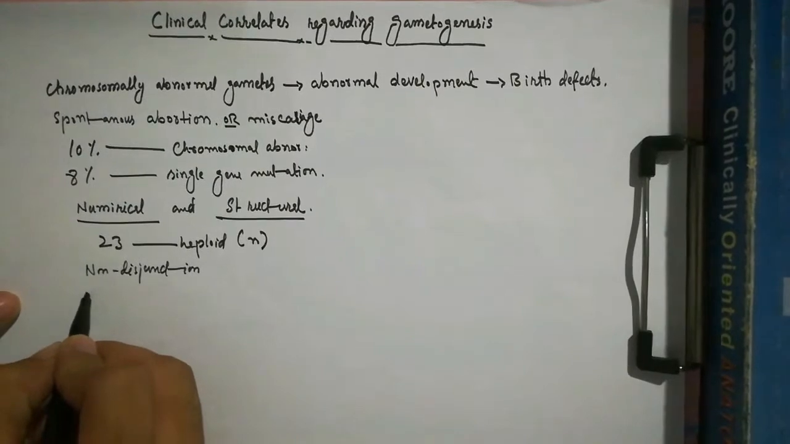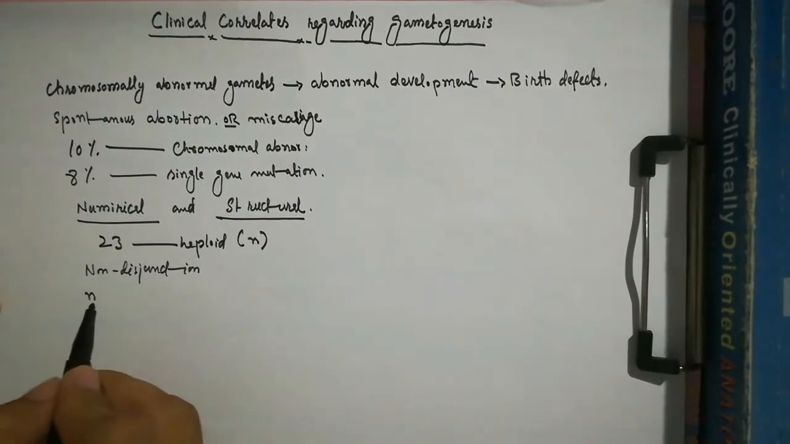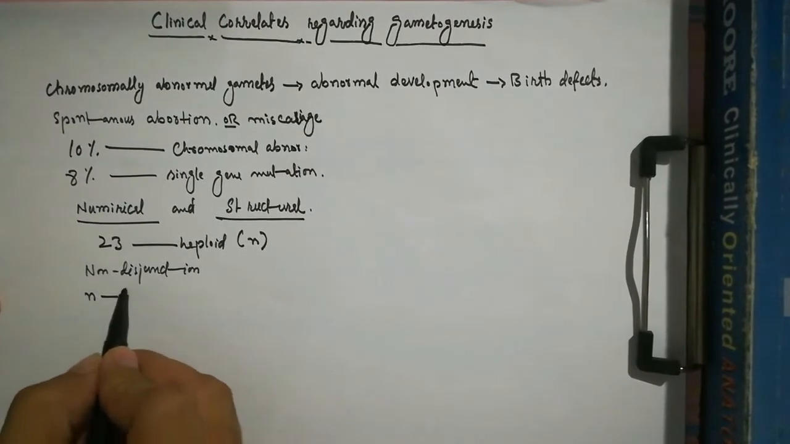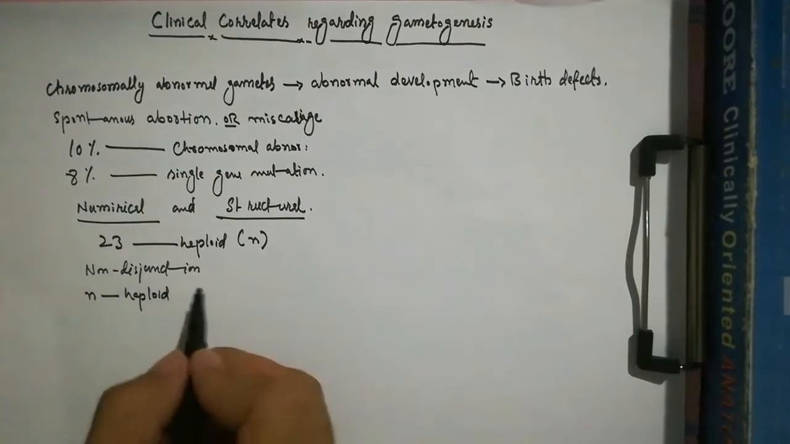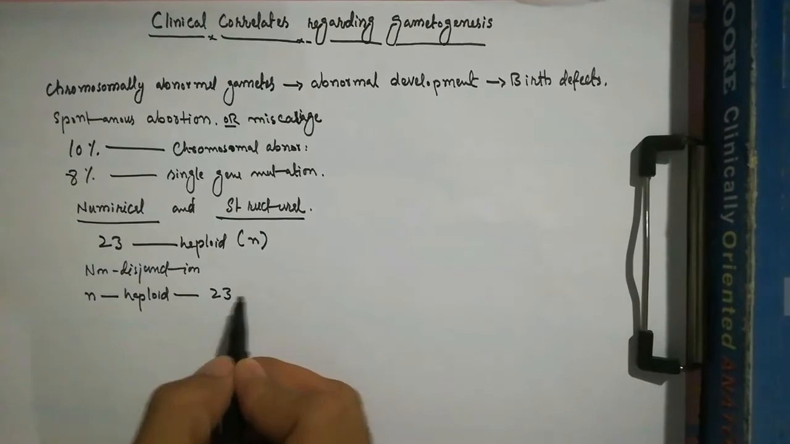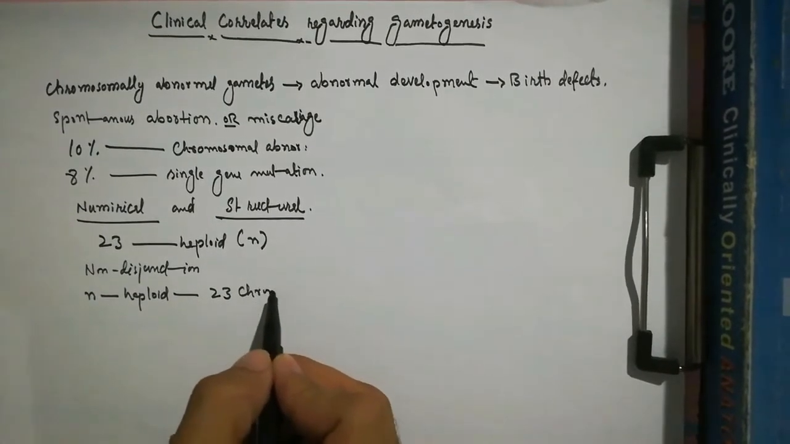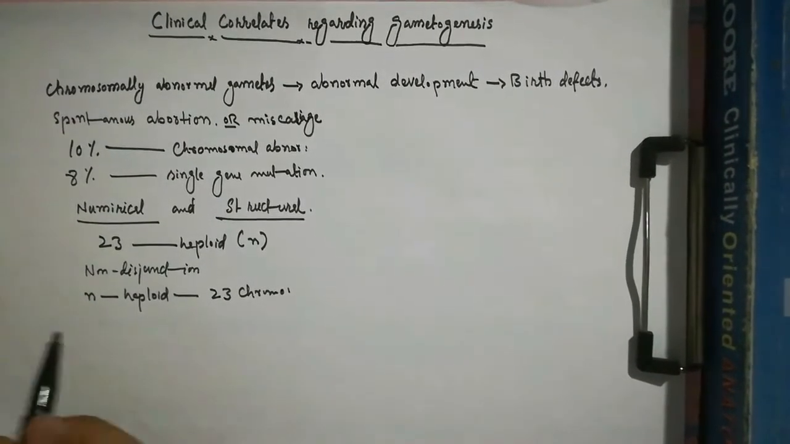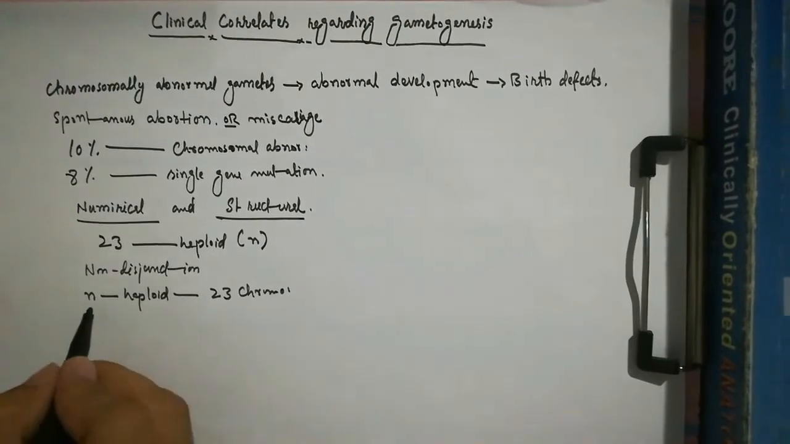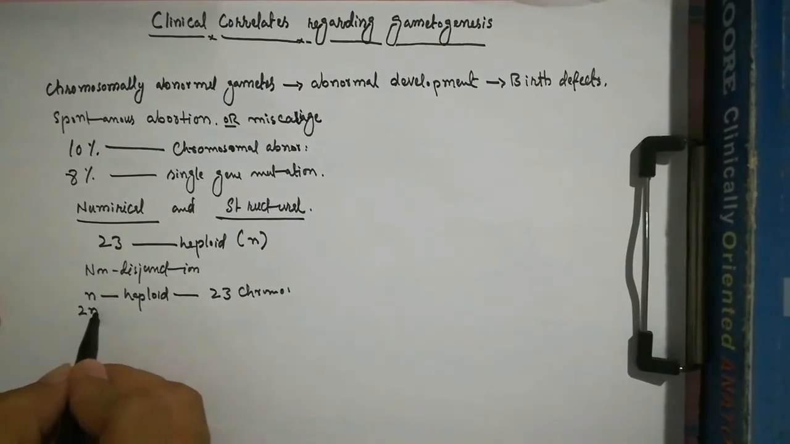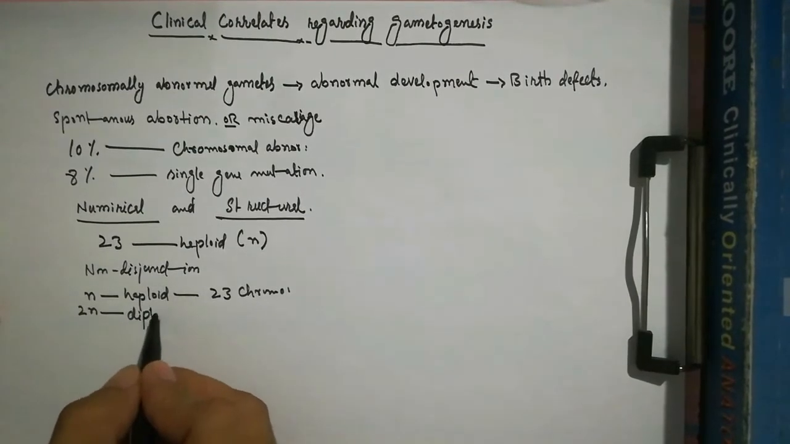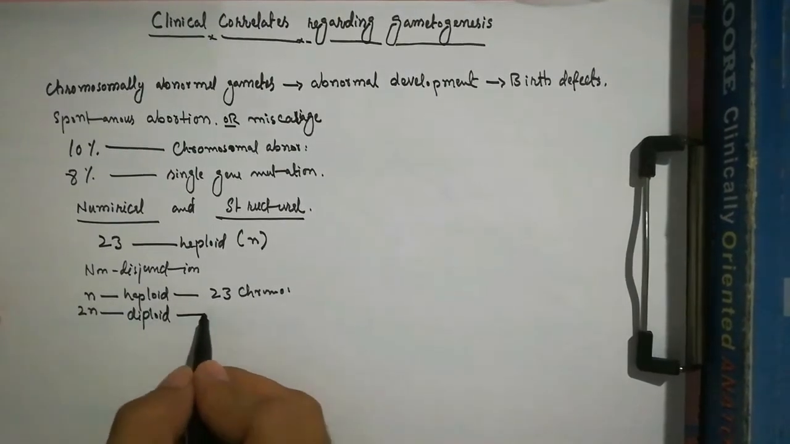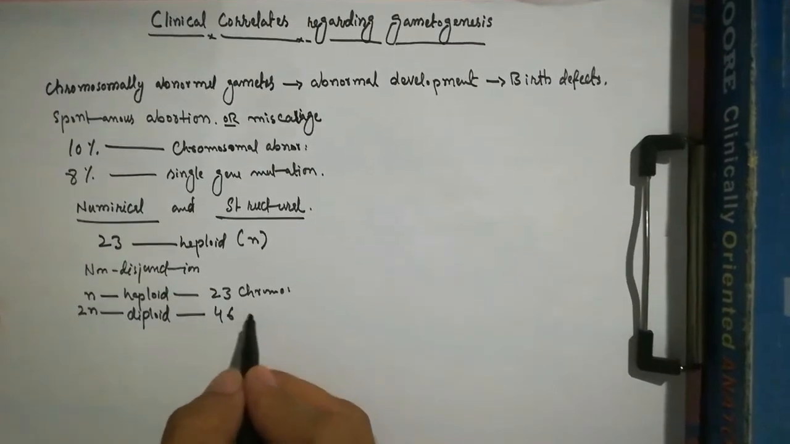n denotes haploid chromosome number, that is 23 chromosomes. And 2n denotes diploid chromosome number, that is 46 chromosomes.